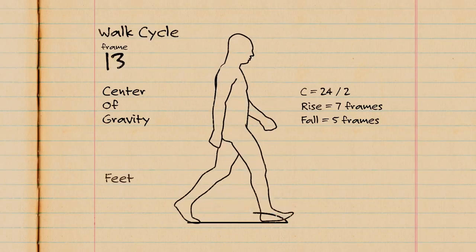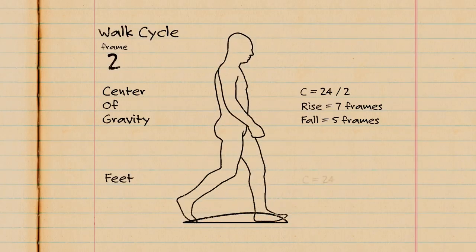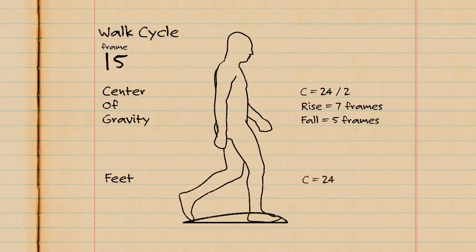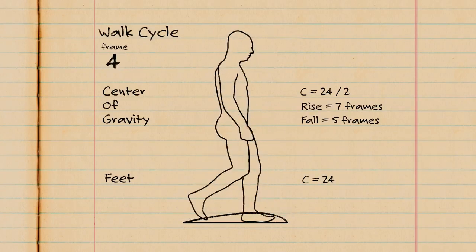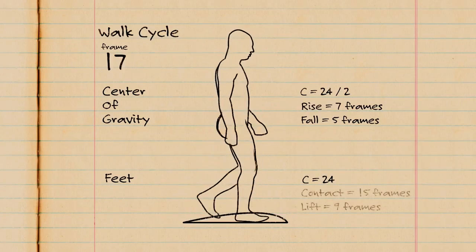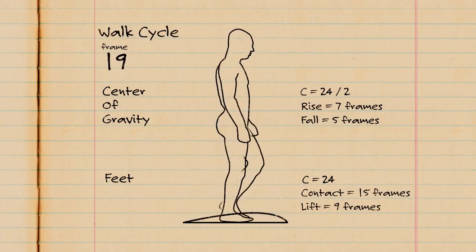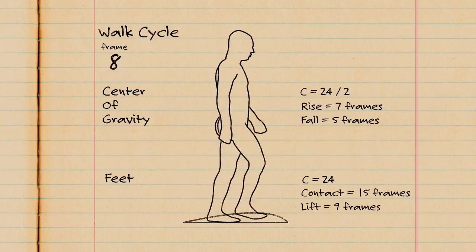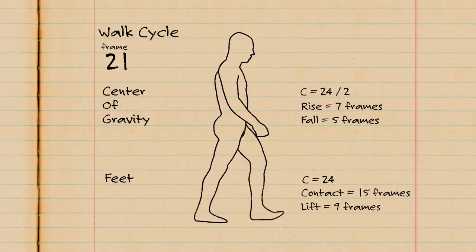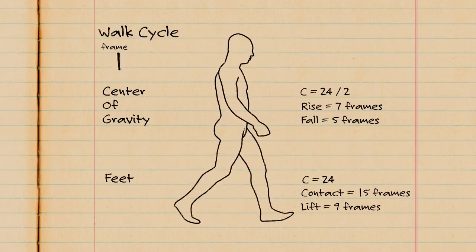Now let's turn our attention to the feet. Specifically, let's look at the contact phase versus the lift phase. There it is again. The contact phase is 15 frames and the lift phase is 9 frames. We also see that ratio again in the lift phase with the rise and plant of the feet, and I'll come to this again later.